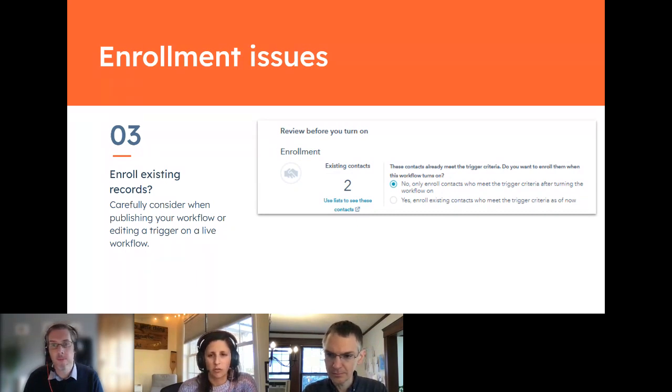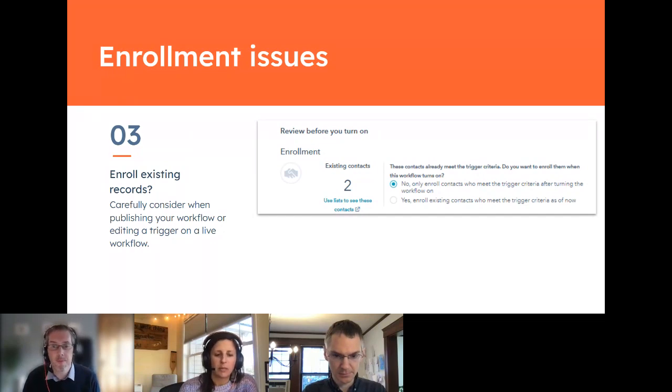We can look at this question through the lens of two examples. So if you're setting up a new workflow triggering on a form that's been on your website for a year, you probably don't want to enroll everyone who's ever submitted that form. You probably only want to enroll people who submit that form going forward after the workflow is turned on. In this scenario, you would not enroll existing contacts because chances are you already followed up with them and they wouldn't all be expecting to hear from you today when you turn the workflow on.